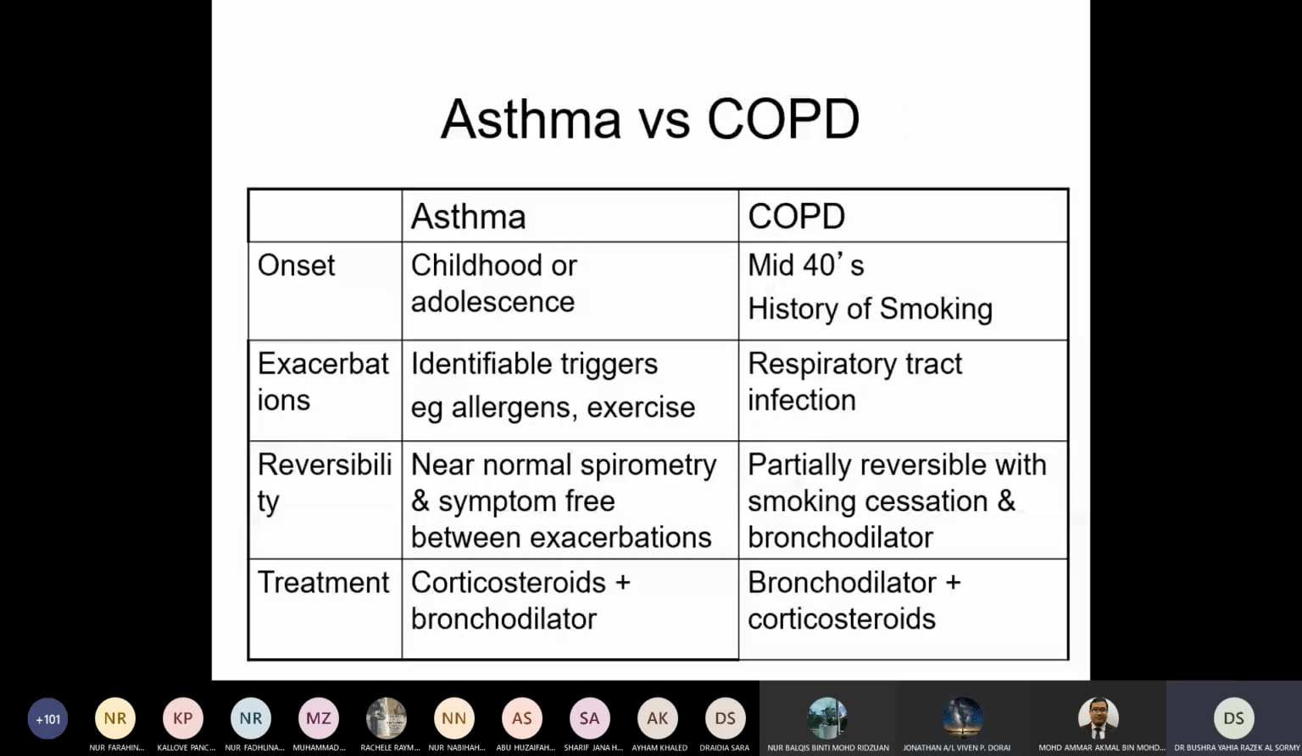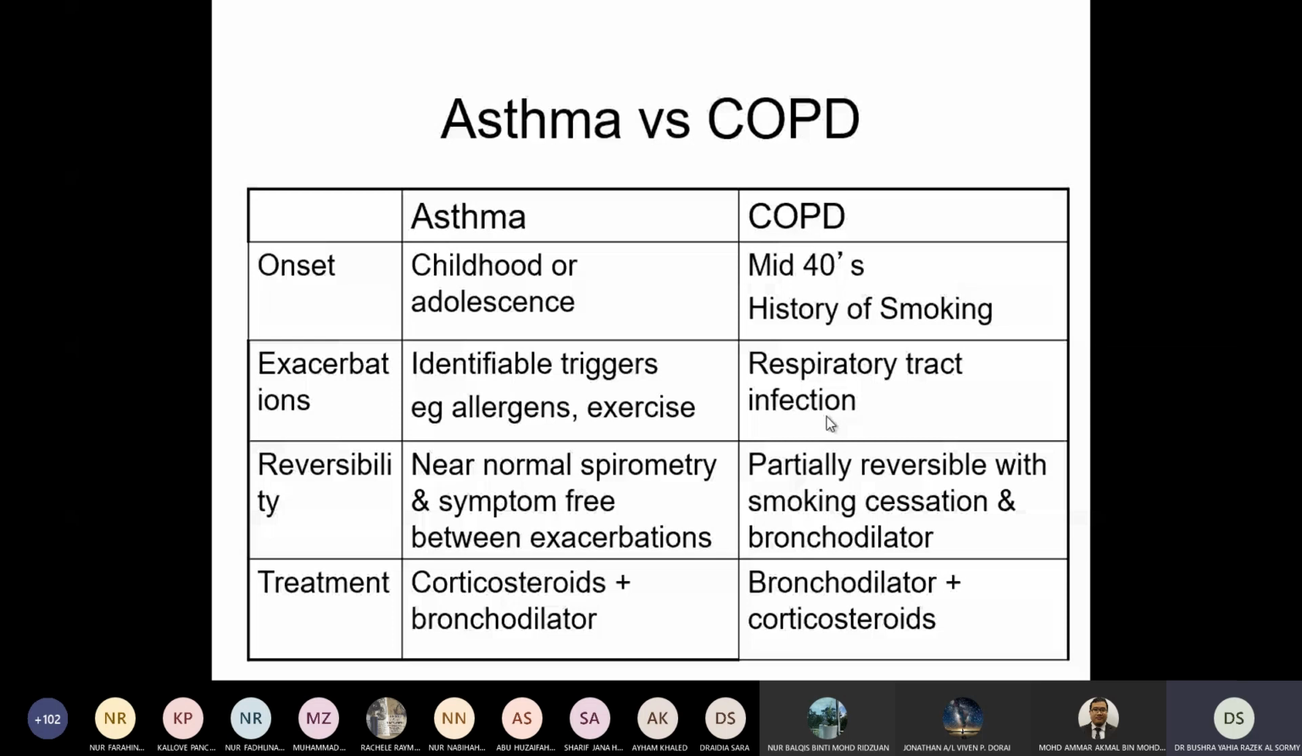So, I will give you how to differentiate between asthma and COPD. Usually in asthma, the onset is in childhood or adolescence, but in COPD it is mid-40s with a history of smoking usually. The trigger in asthma is usually allergy and exercise, and in COPD it is usually respiratory tract infection, and also smoking.